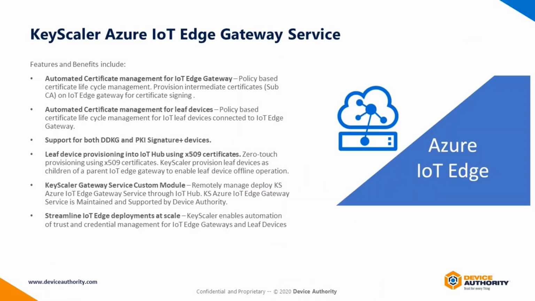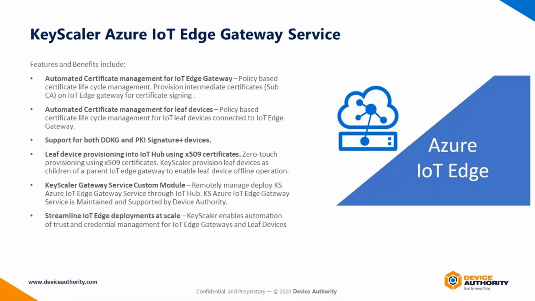The KeyScaler IoT Edge Gateway Service is available as an IoT Edge custom module and as an agent service that runs on the IoT Edge Gateway. This service enables automated certificate lifecycle management for gateways and leaf devices. The core capabilities of the Edge Gateway service include the provisioning of its final line certificates. You can also do auto revocation and auto rotation or renewal for these credentials. The service module also provisions and manages intermediate sub-CAs that then could be used by the Edge Gateway to generate and sign workload certificates or Edge Hub certificates.